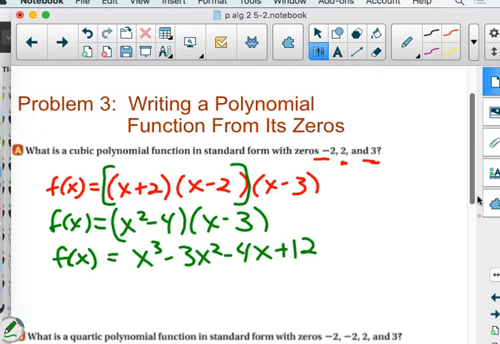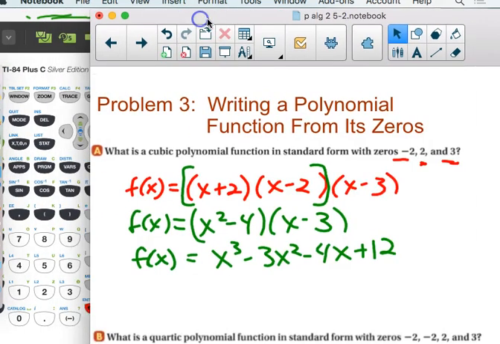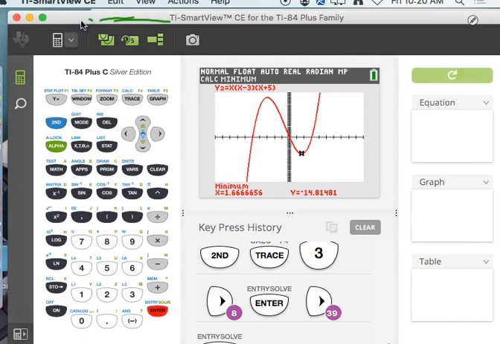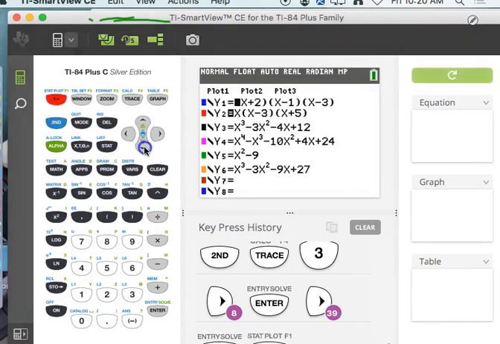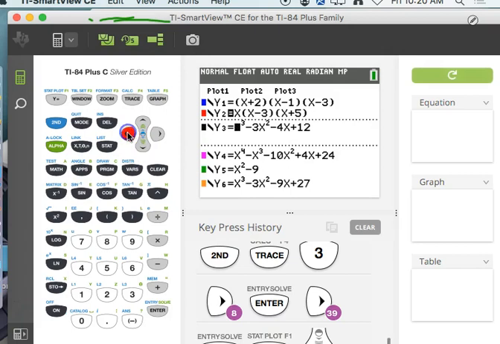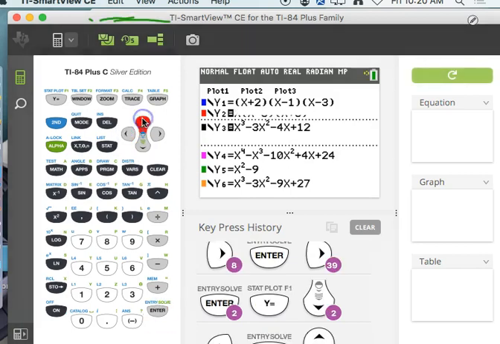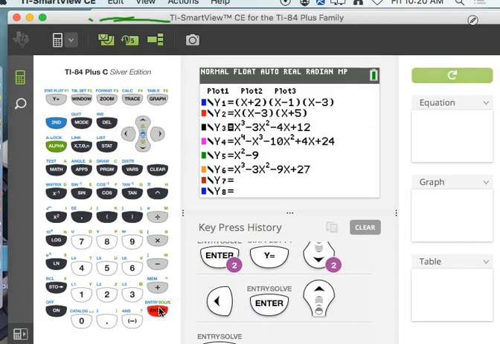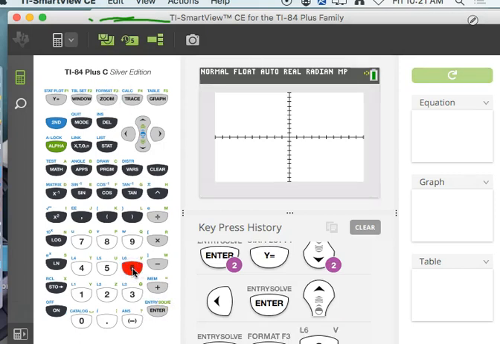Now, if we want to check that, we can't check the whole thing, but we could put this in our calculator and make sure it crosses at negative 2, 2, and 3. And I think I put this one in earlier, so don't bother taking the time to punch it into yours. I'll just activate it here. But we want to make sure that it's going to cross where we said it's supposed to cross. So it should graph now in black. And it better cross at the zeros that we had, which were negative 2, 2, and 3.